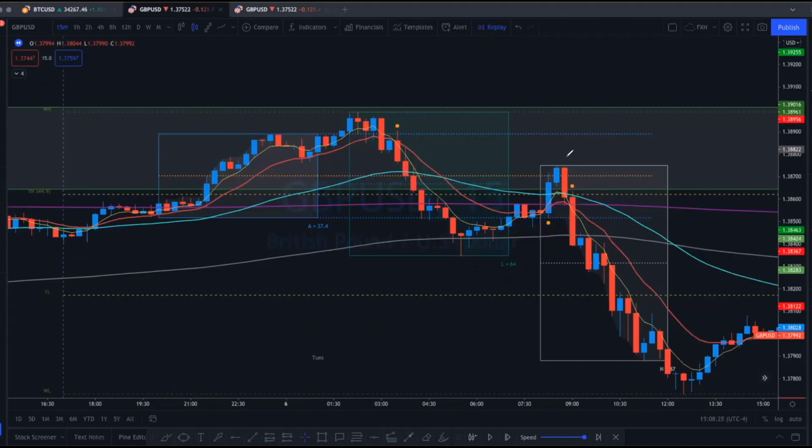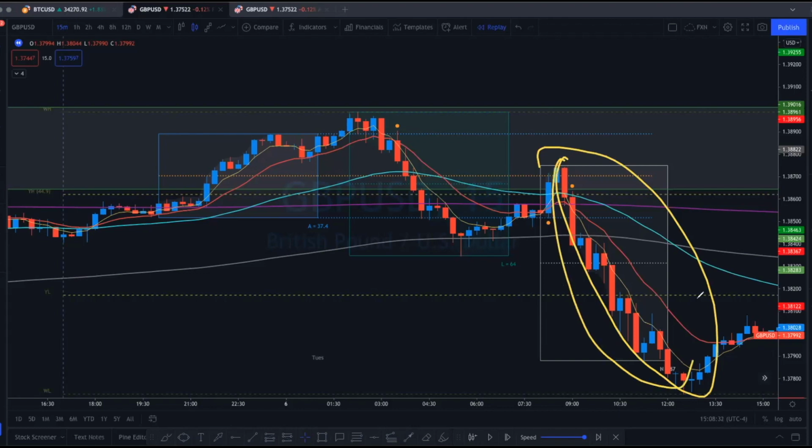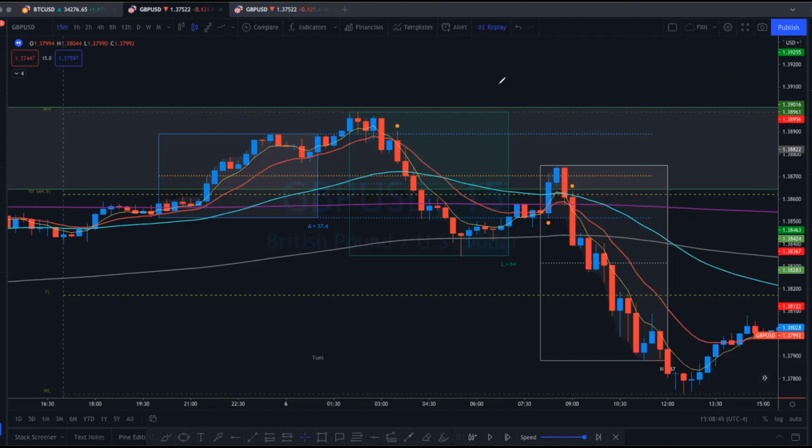On this one here, this is actually a continuation trade. So the trade here for me would have been this one in the New York session, not this one. But we'll talk about the New York session and those specific trade setups for that session.